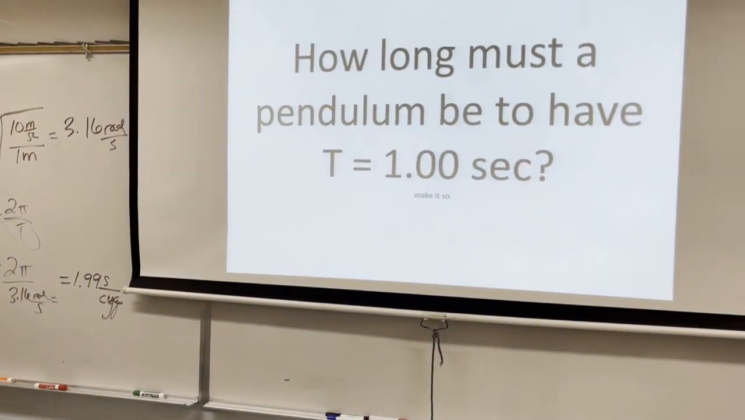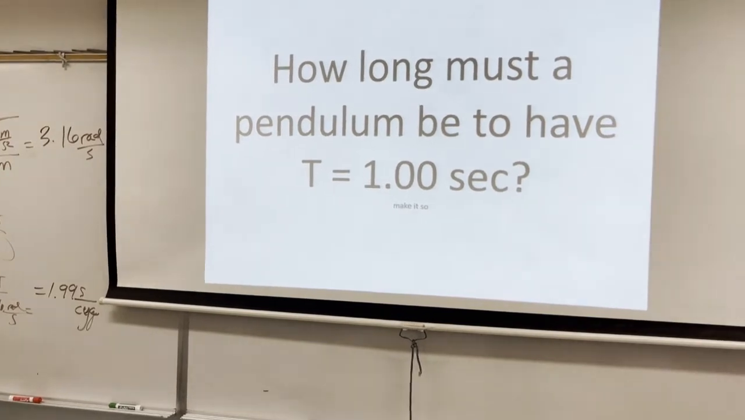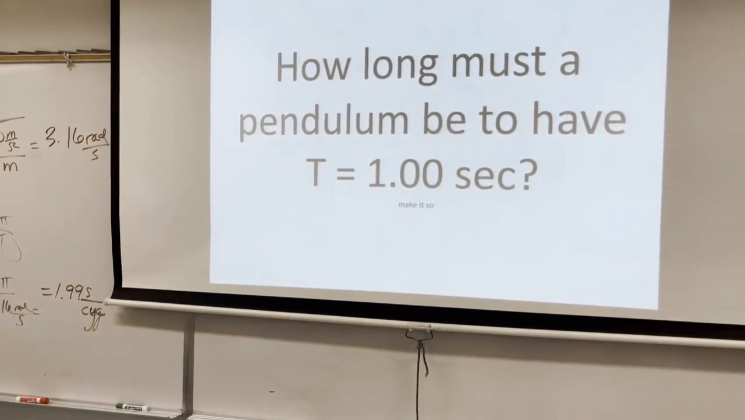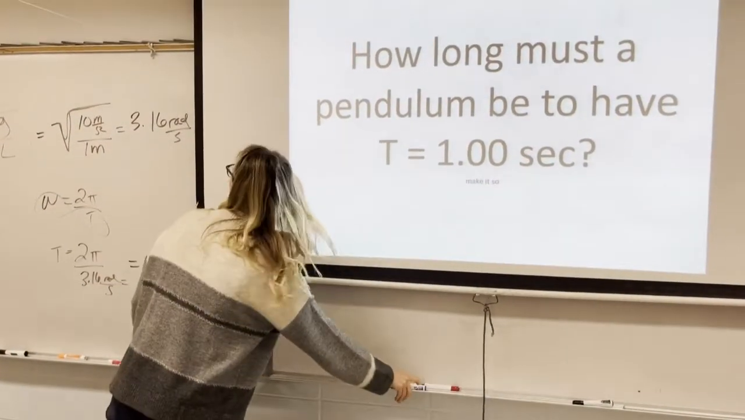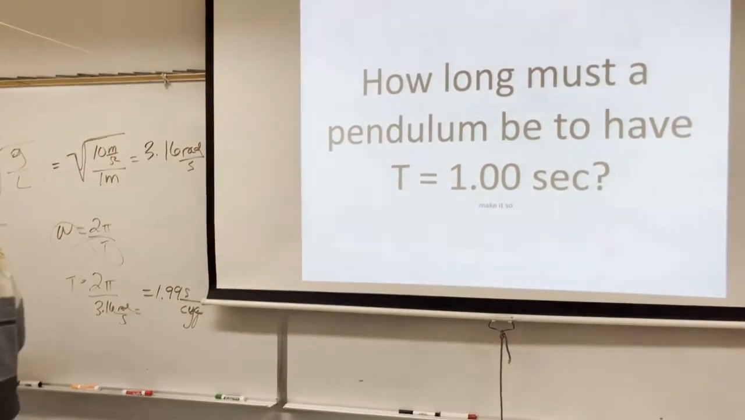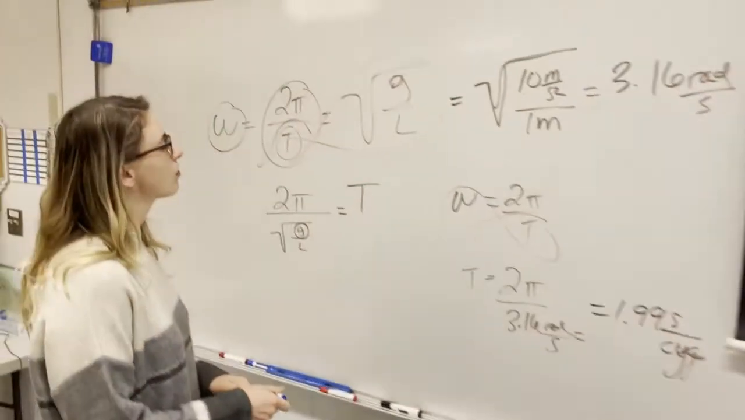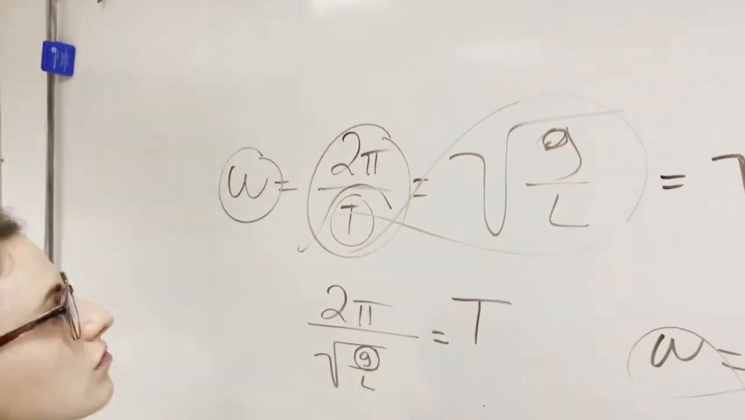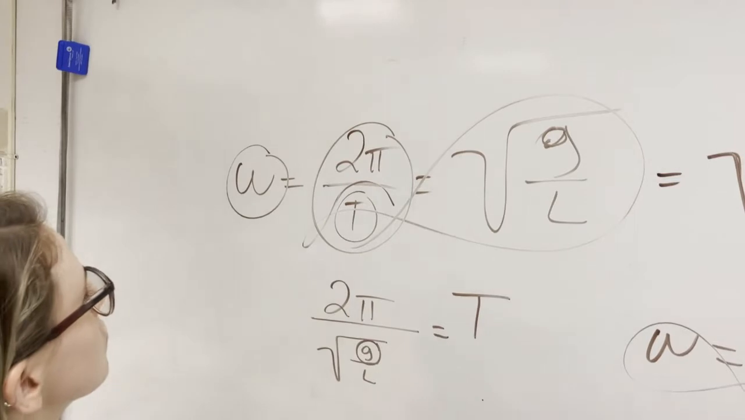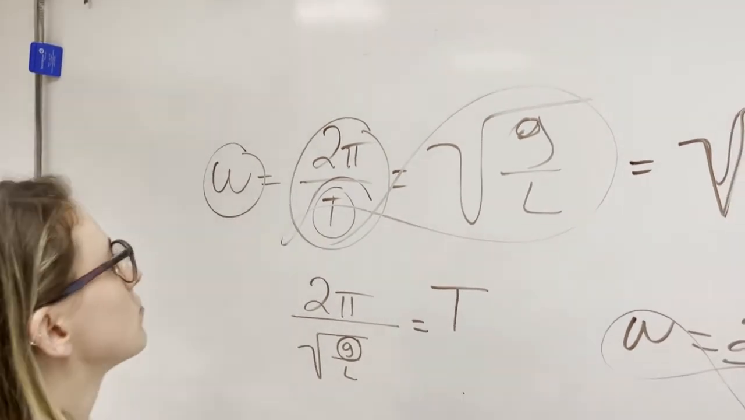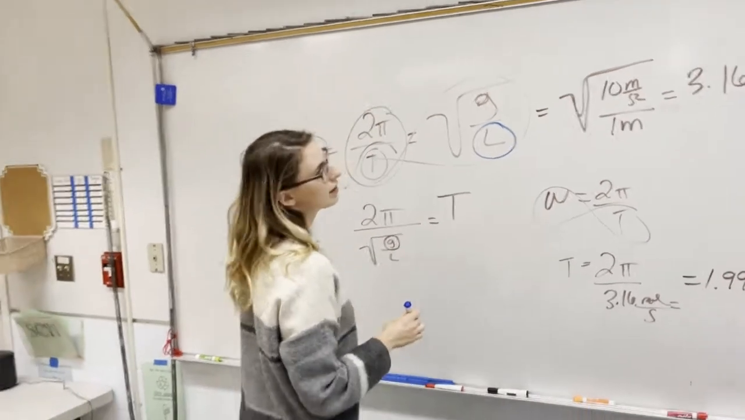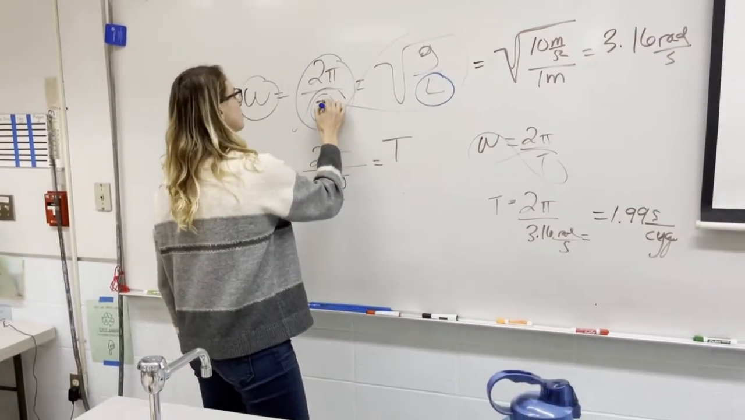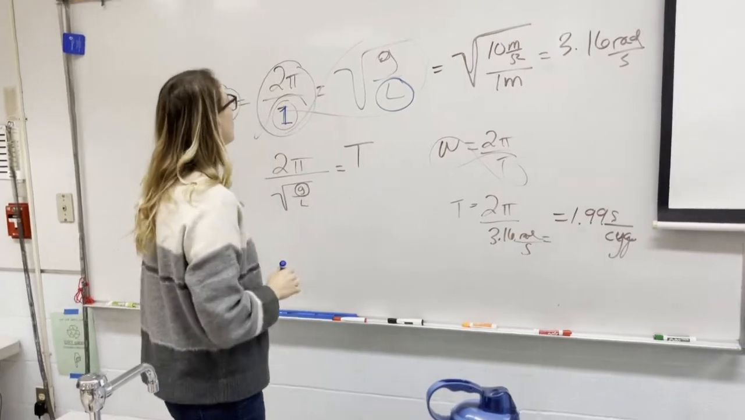Oh, wait. Pause this and do it. Wait, no, we want to solve for L though, don't we? Yep, we want L. So we haven't solved for that yet. Shall we help them with that solving? Well, you've got this equation right there: 2 pi over the period is equal to the square root of g over L. Solve that for L. Pause it and make it so. Solve that for L, and then we'll do it. This is 1. Okay.